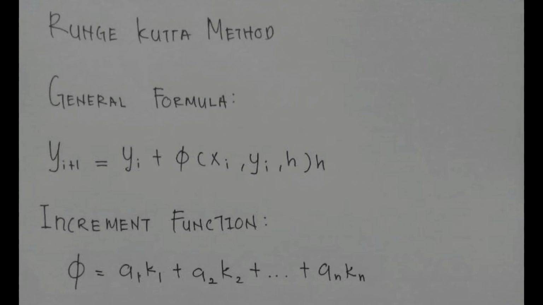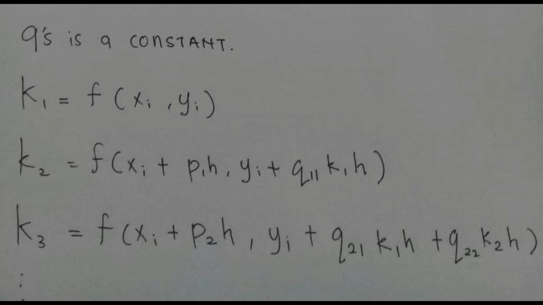y_{i+1} equals y_i plus phi(x_i, y_i, h) times h. Phi equals a1 times k1 plus a2 times k2 plus until plus an times kn. Phi in bracket x_i, y_i, and h indicates that it's an increment method. As you can see here, the a is a constant. The value of k1 is equal to the function of x_i and y_i.